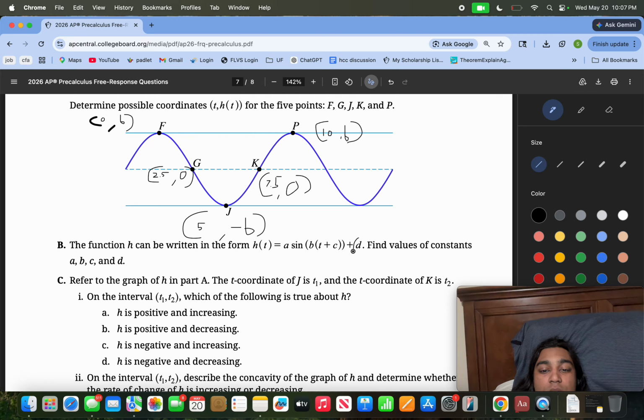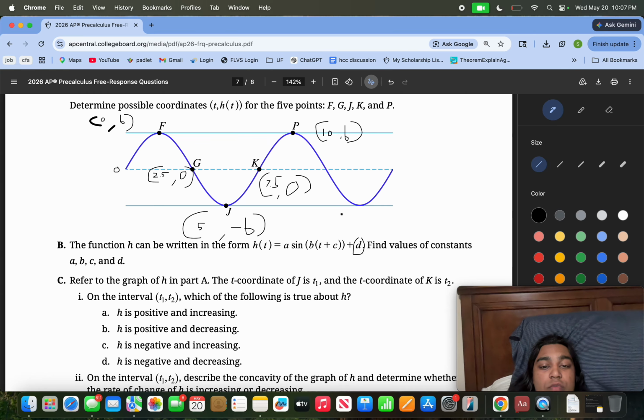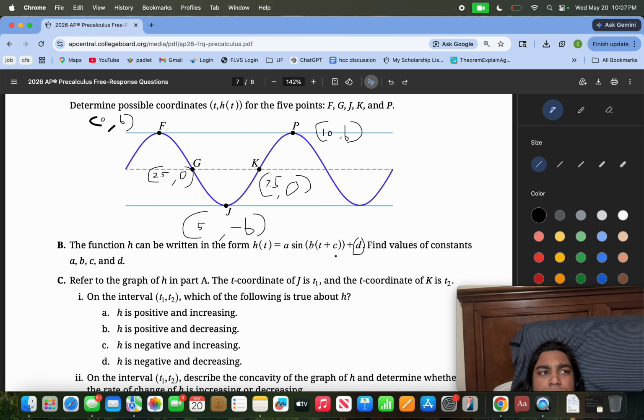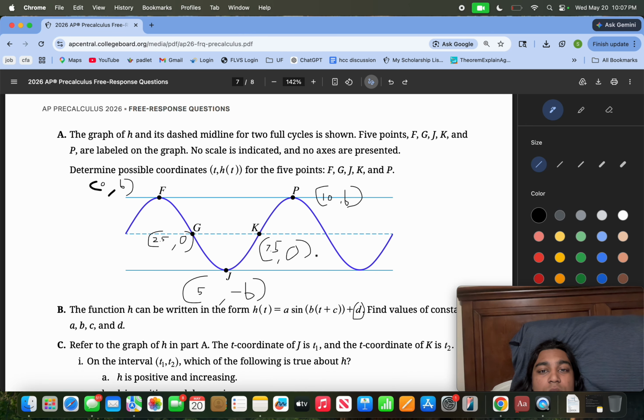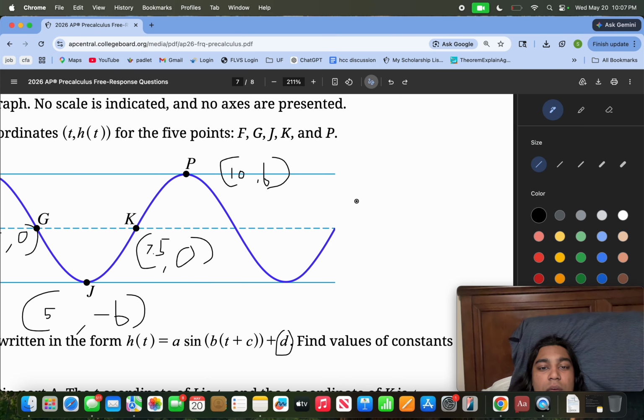Let's start with this part. Where's our midline? Well, we know that our midline is just 0, so there's no up and down shift. So D is just 0. B, we can do B. 2 pi over B is always going to equal the period.